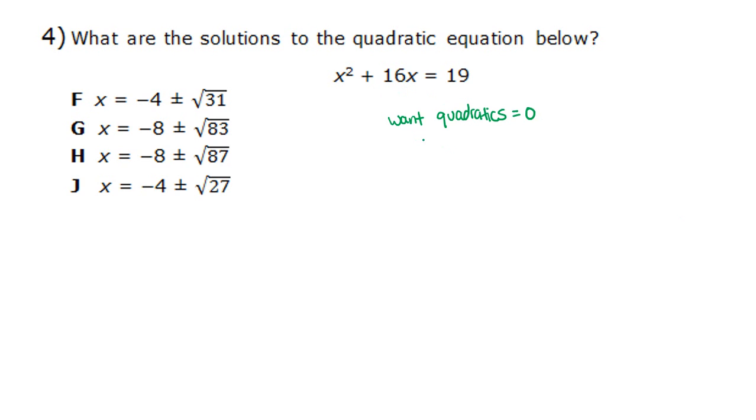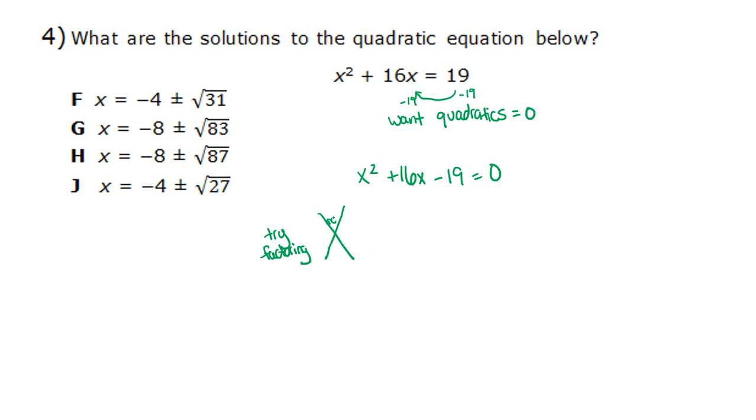Now, if we want it equal to 0, that means I'm going to move the 19 over. If you're doing completing the square, you don't have to move the 19 over. And you have this. If you have no idea what I'm talking about, I'm going to show you on a next problem because it's going to come up soon. So we have this. Now, whenever we have a trinomial, we always want to try factoring.